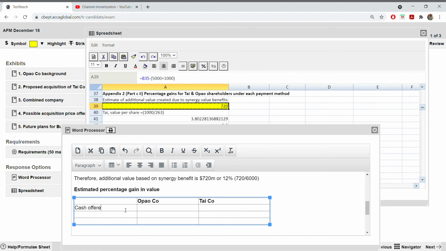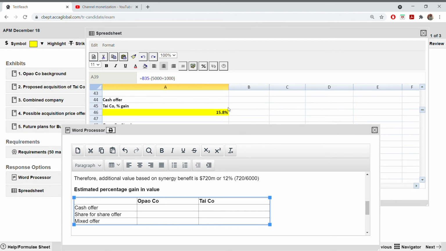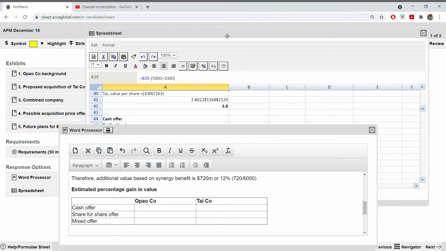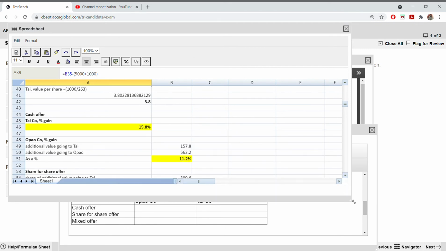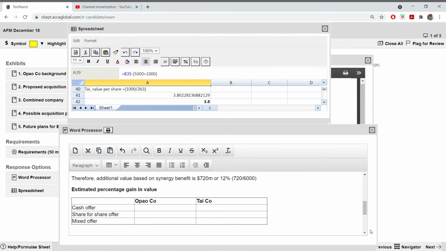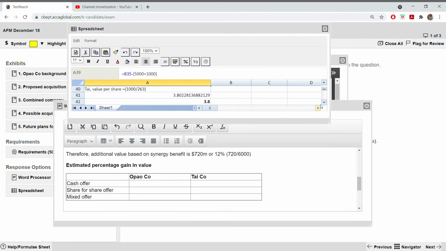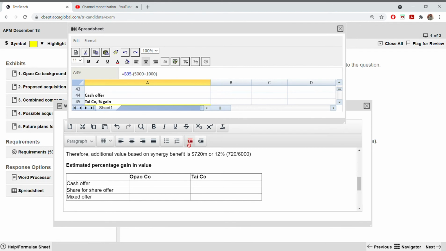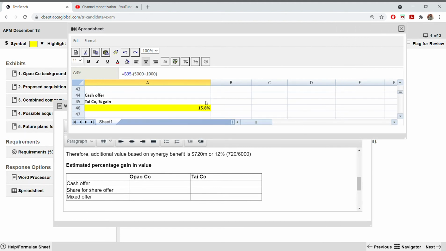All the 3 offers you're writing: cash offer, share for share offer, mixed offer. Now you can just copy paste the numbers for the cash offer. Okay, I'm going to resize it. So here what I'm going to do, everything in yellow, either you can write it or you can copy paste.